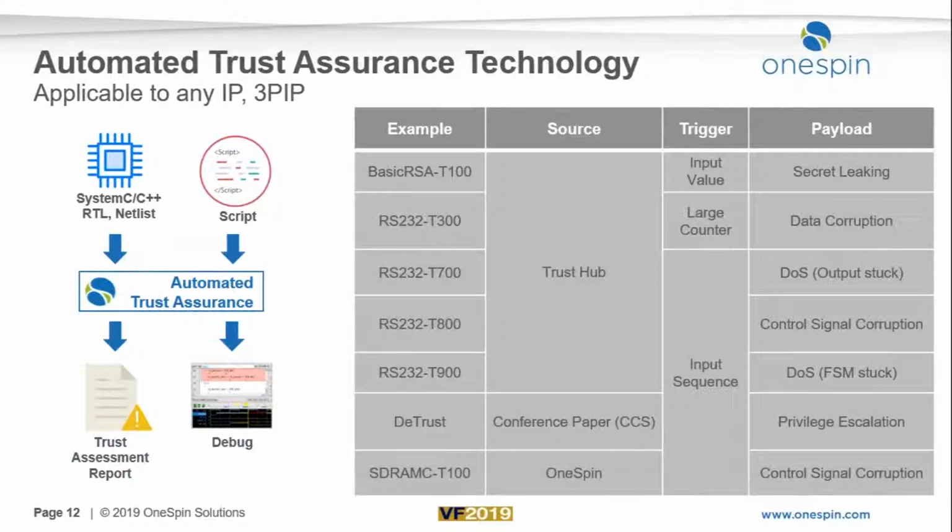And it's not like you have a separate process that triggers the Trojan. That would be easy to spot. You can distribute the Trojan in a way that it kind of melts into the normal functionality. And of course, you can have all sorts of different payloads, secret leaking, data corruption, and so on and so forth.